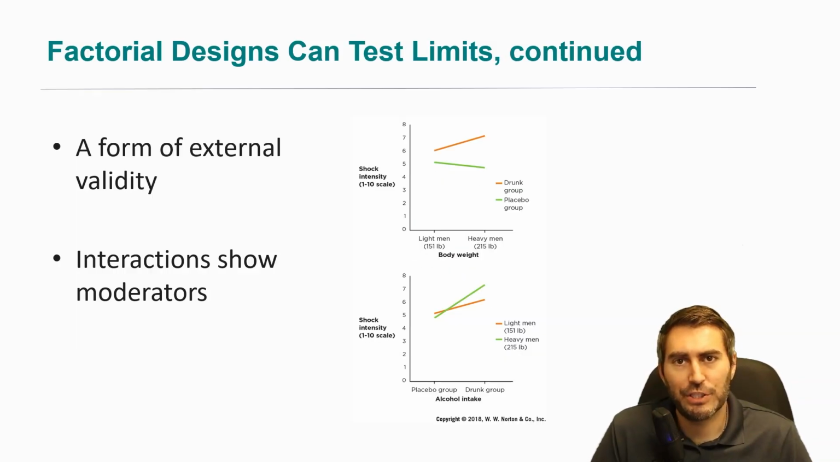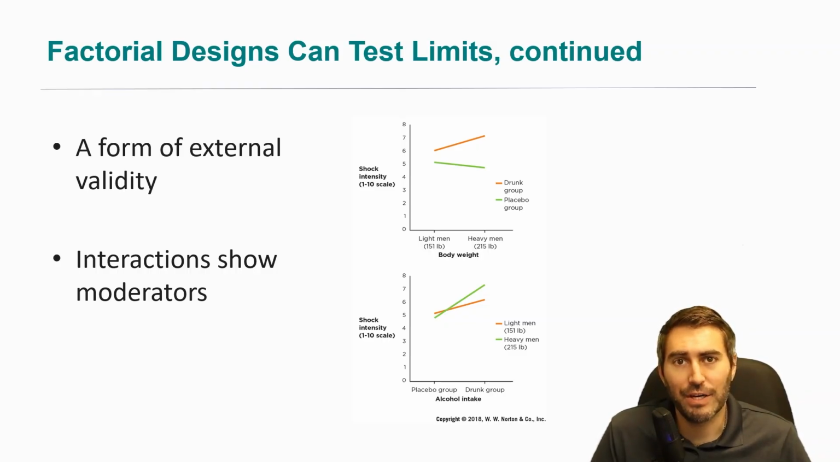Testing the limit to which an effect extends relates to external validity. Remember the alcohol and aggression study? What if researchers wondered if the effect of alcohol on aggression depends on body weight? DeWall and colleagues in 2010 randomly assigned men to a drunk group and a placebo group, and then measured their aggression through shock intensity during the shock game.